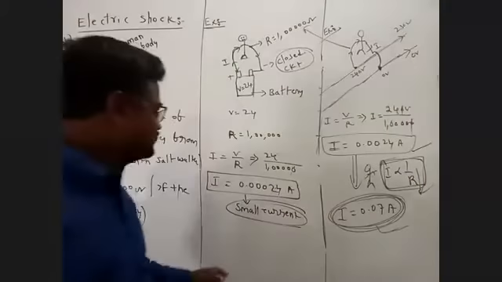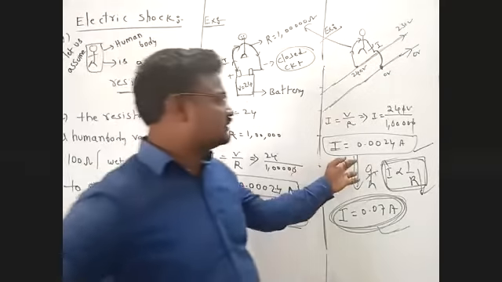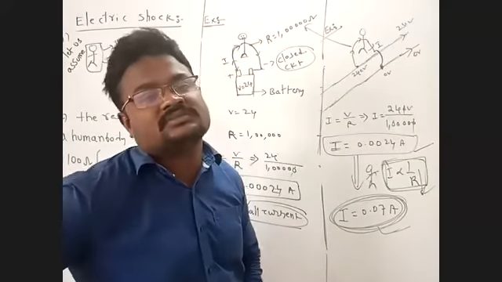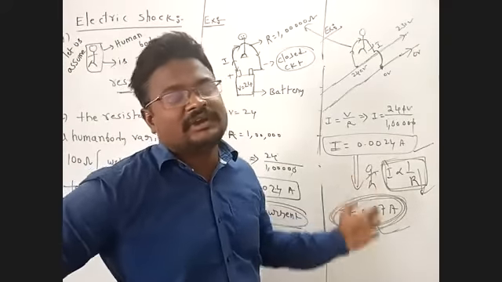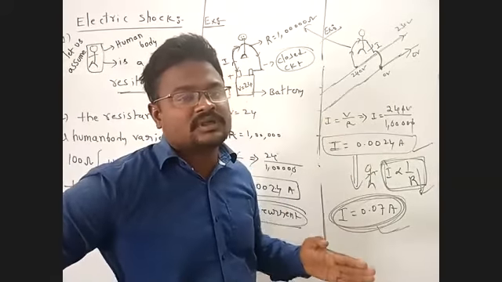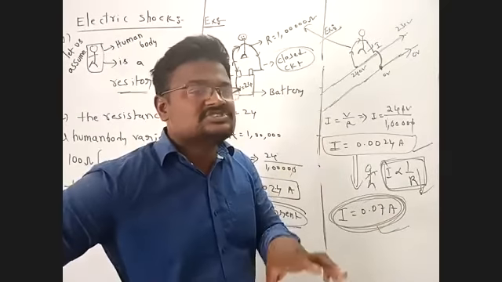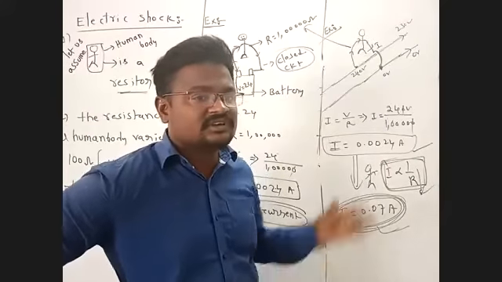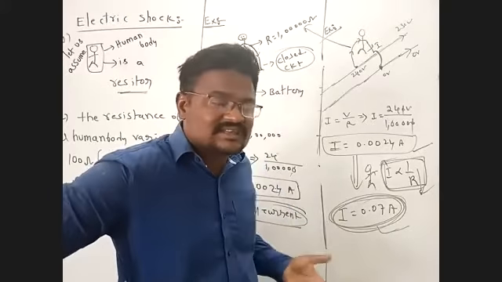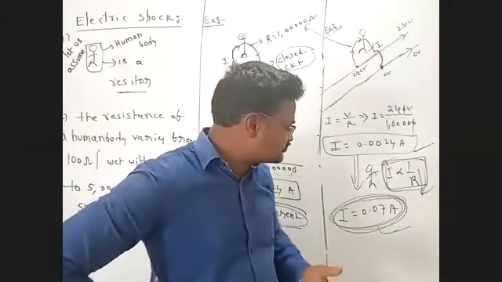This current is passing through the human body. This current will damage the tissues. This current is continuously flowing through the human body, and it will damage more tissues. The resistance of the body decreases, the current goes on increasing, and it will cause more damage.